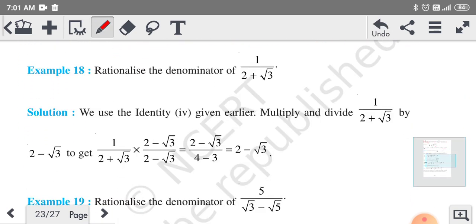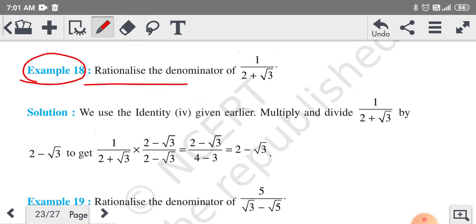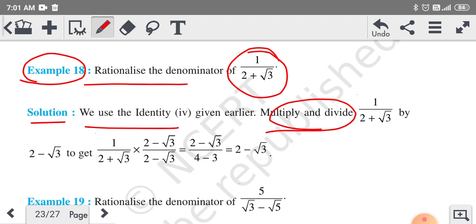So next, example 18, कहते, rationalize the denominator of 1 upon 2 plus under root 3. The solution, कहते, we use the identity fourth given earlier, multiply and divide by 2 minus under root 3 to get a value of this.